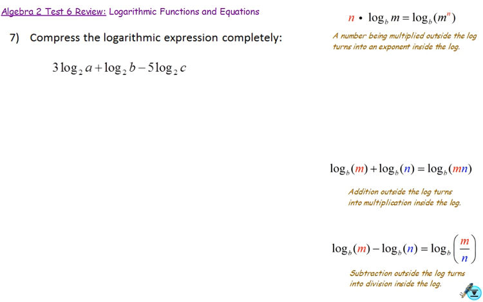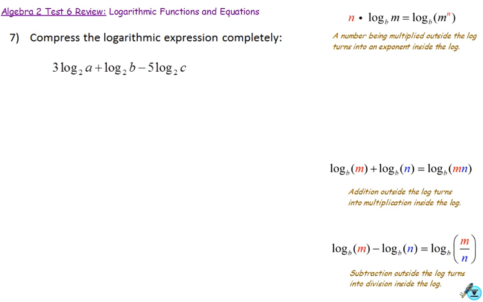Alright, so number 7 is another problem that involves using our log properties. It says to compress the logarithmic expression. Compress, we just want to make smaller. You don't see an equal sign on here, so we're not actually going to be solving anything. It's really more of an exercise in, can we put logs together? Do we know how to combine logs?